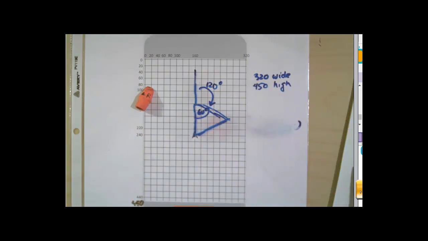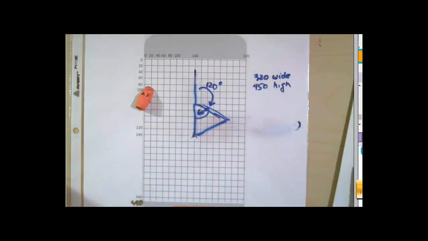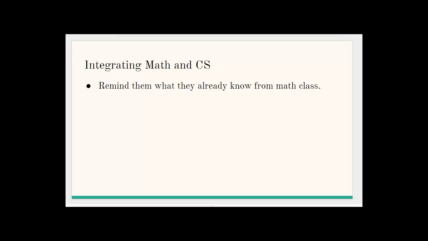And so in math, this is called the exterior angle and the interior angle, if you want to remind them that this actually was something that they may have been exposed to in geometry class. But I think drawing this out in this way can help those students who can't see this rotation easily the first time they try the puzzle. All right, the third tip is to integrate math and computer science and just remind them what they already know from math class and relate it to the new material they're learning in computer science principles.